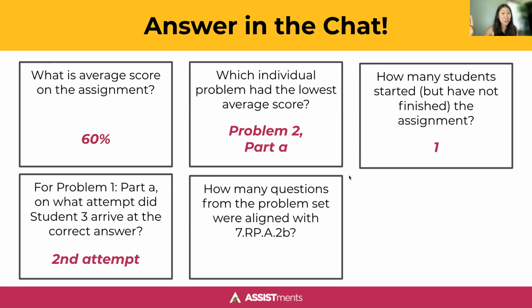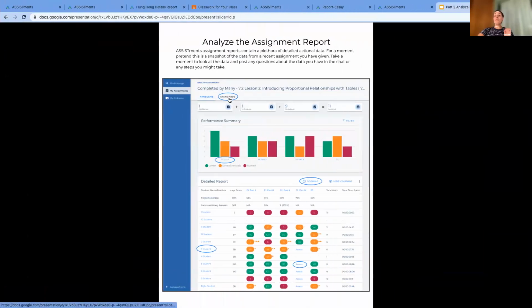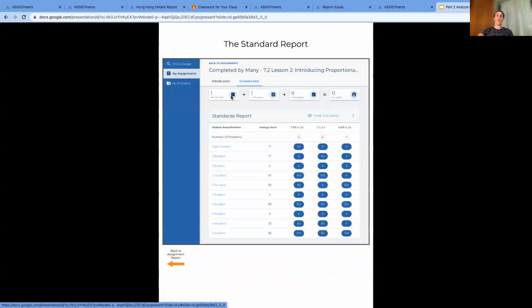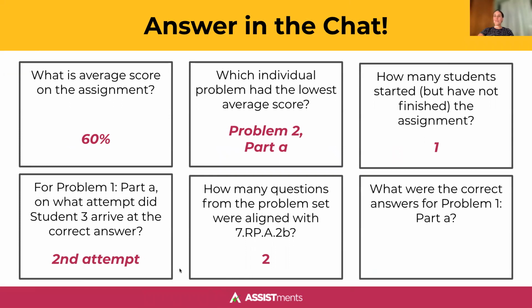I have an answer of 2. Yes. 2 is absolutely correct. And hopefully it was very obvious where you're going to go. You're going to go right to the standards report. So the standards report gives you each standard that's aligned and the number of problems that were in this problem set aligned to that skill. All right, thanks for playing along. We got 1 more question. There we go. There's the 2.